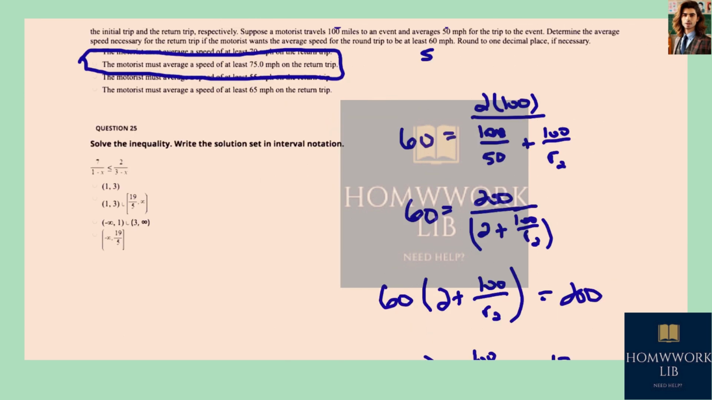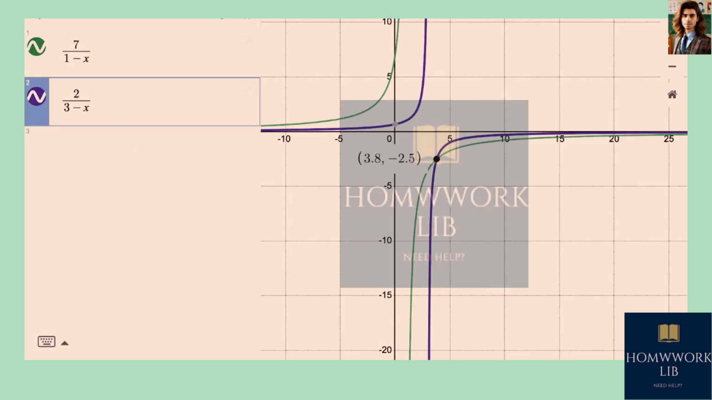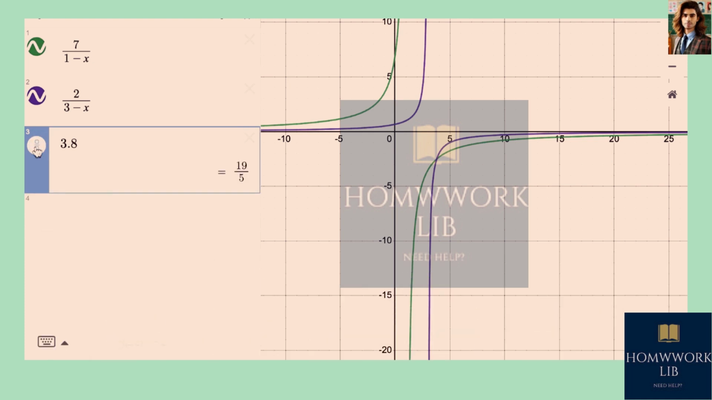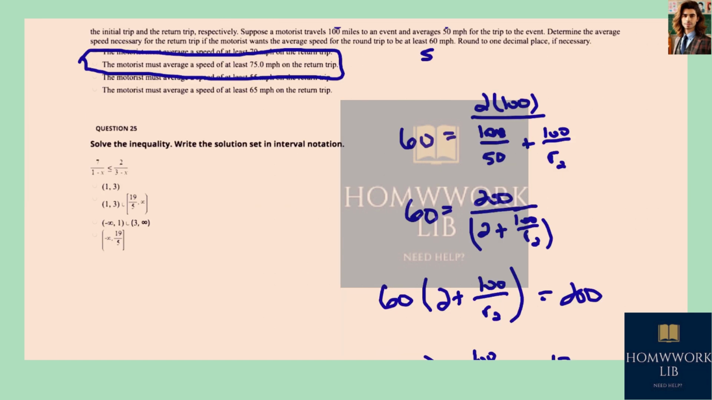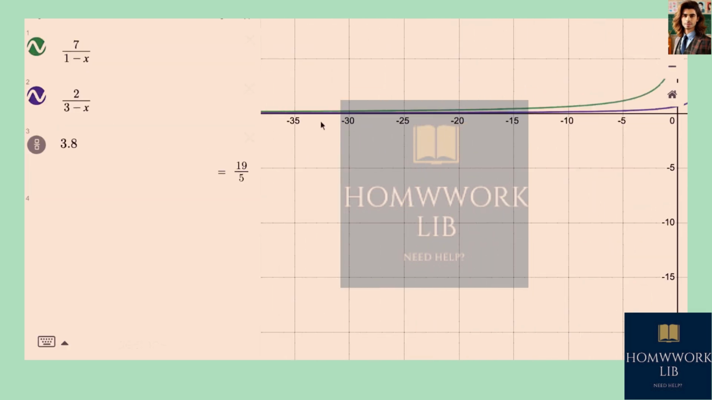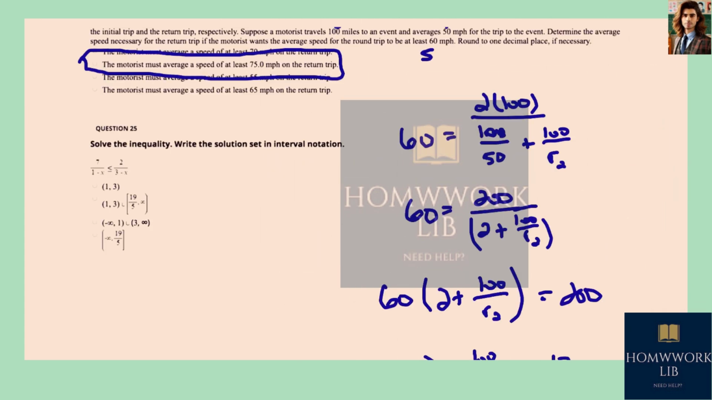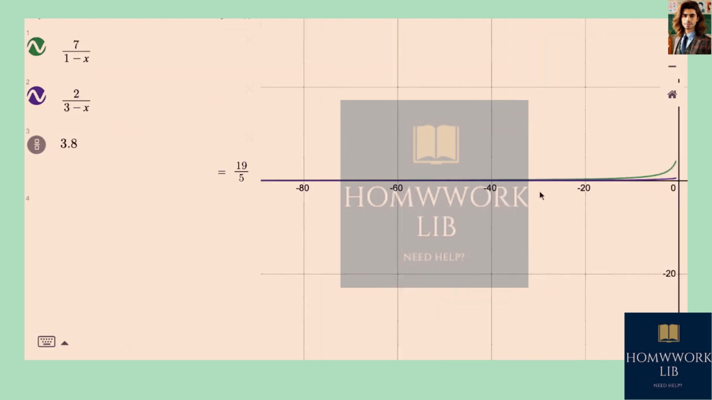Since this is or equal to, we would include that. 3.8 as a fraction is 19/5. So it'd be from 19/5 included to infinity would be part of it. From 1 to 3.